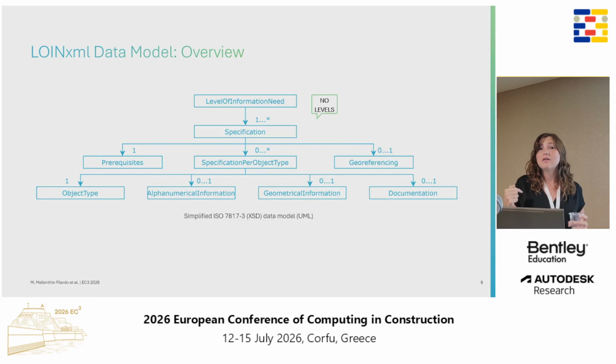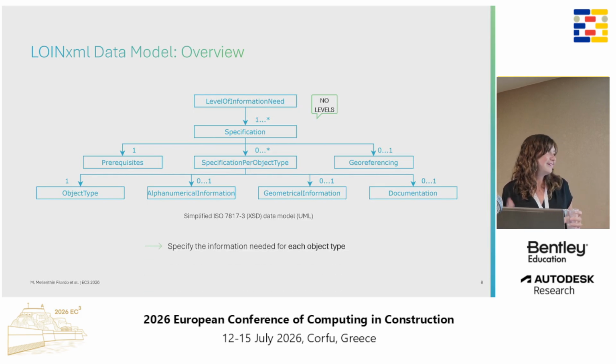I myself think that it should be called model of information need, a MOIN instead of a LOIN. It would also be less weird with the acronym. But what we do is not define the levels, we define the information for different object types. And these object types can be anything in a project.